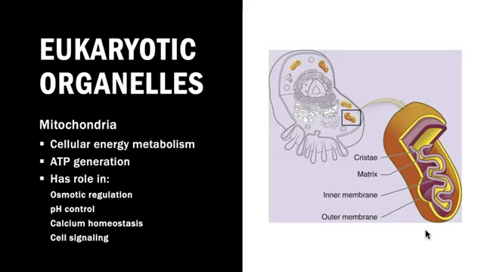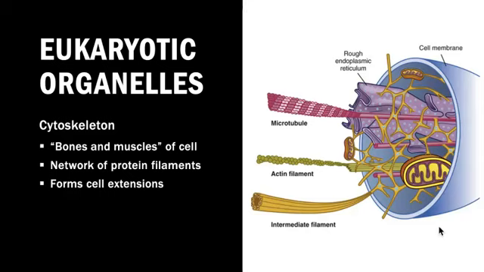And it also has a role in osmotic regulation, pH control, calcium homeostasis, and cell signaling. We're going to touch upon some of these topics as we move through the lecture. We've already talked about the cytoskeleton, but I wanted to show you these structures like the microtubule, actin filament, and the intermediate filament. They're all working together to help give this cell its shape and also allow substances to ride along these different filament types.